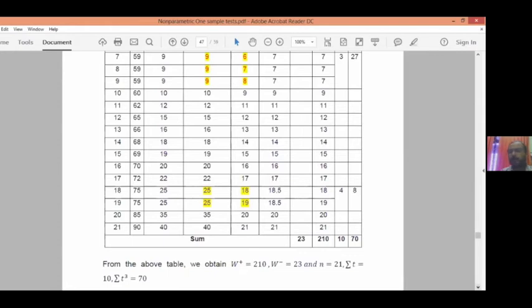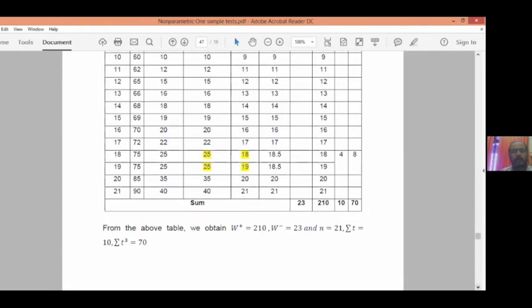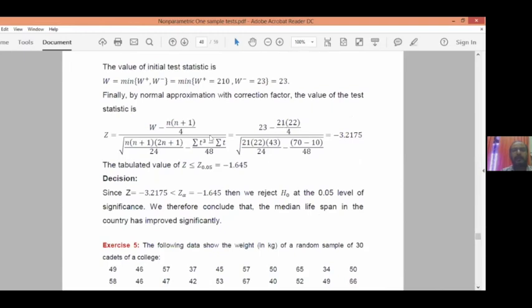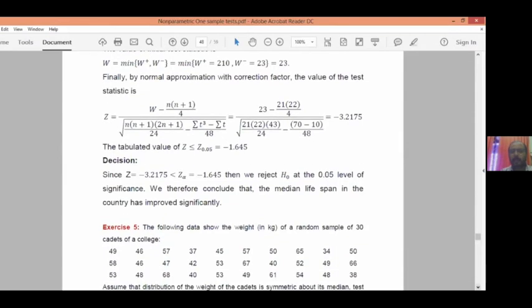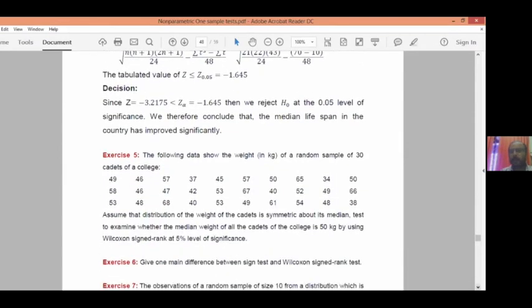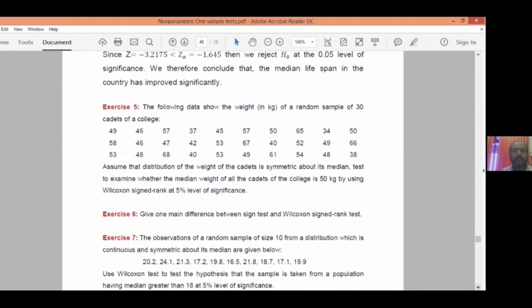Then this is the formula which was already shown earlier, and using this formula we get the Z value, that is the calculated value. Then we have to find the critical value, compare, and take the decision accordingly. Some problems I have left here for the participants as an exercise, for their practice.